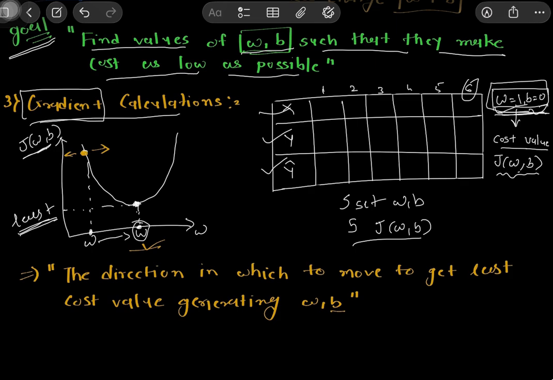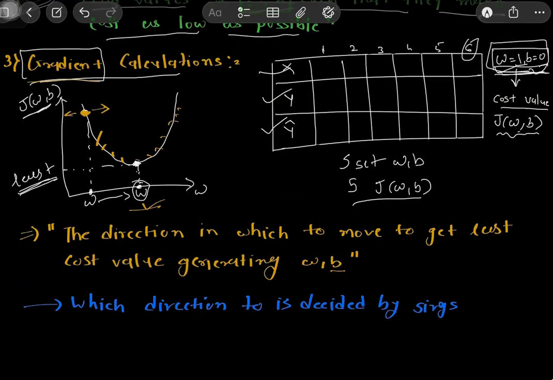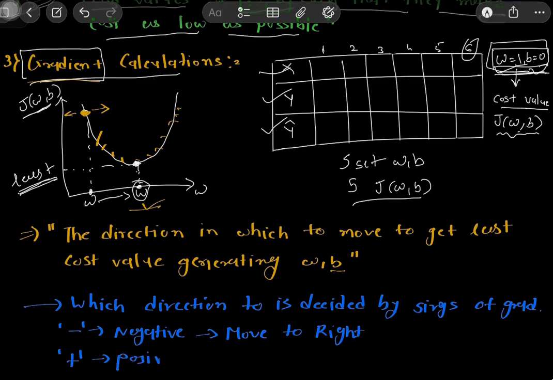That we do not know, because we are not aware of all these other values. At this point, we are only here. We have to have a direction in which we have to move, and that information will come from the gradient calculation. The direction will come from the sign of the calculated gradient. If the sign is negative, it means we have to move to the right of the current W, meaning increase the W. And if it is positive, then we have to move to the left, or decrease the current W's value.